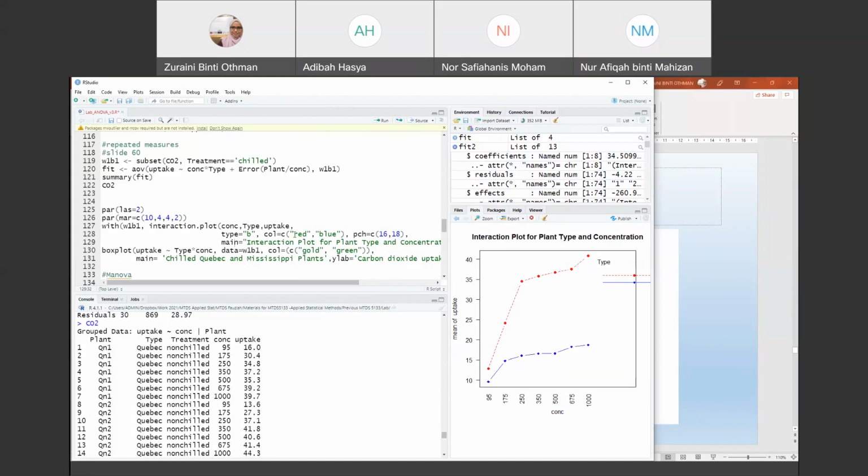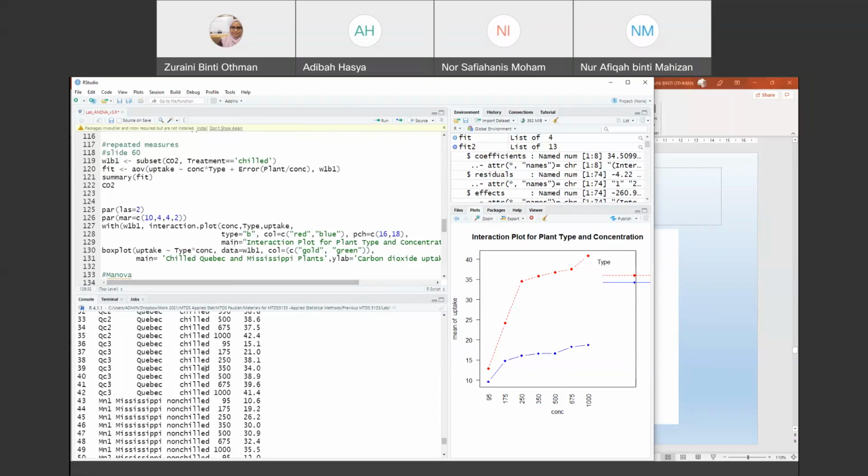Okay, column red and blue, type B. Okay. And for the Mississippi, 95 and it is 10. Right. Two is for the Mississippi.